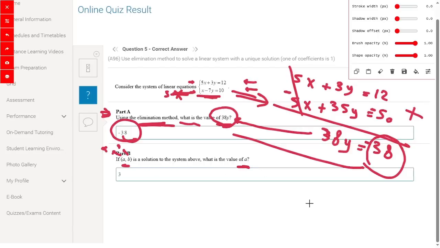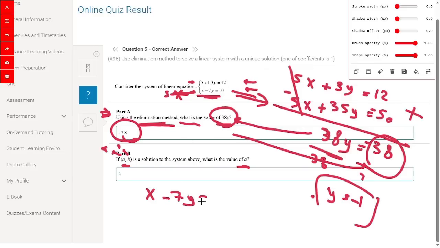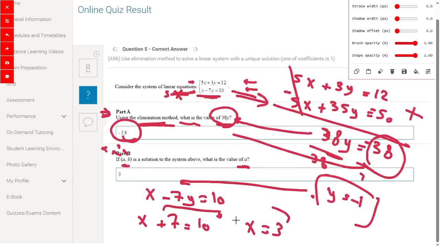So now from the solution for part A, I will divide by 38, so y will be equal to minus 1. So substitute y with minus 1 in either of these equations. Let's take x minus 7y equals 10. Substituting y with minus 1, I'll have x plus 7 equals 10. 7 goes to the other side, so x will be equal to 3. So the answer will be 3.